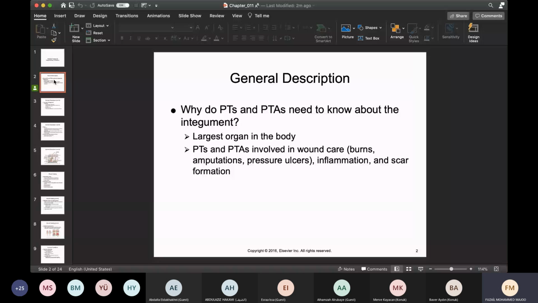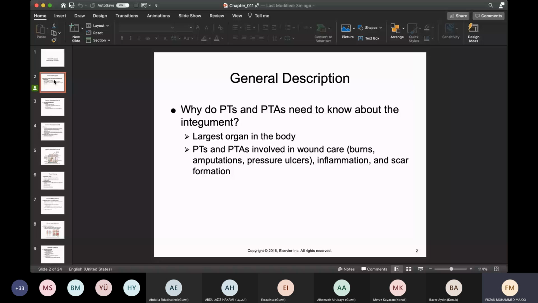Both PTs and PTAs are also involved in caring for wounds. And in wound care, again, we're referring to not only burns, but also many patients, especially those that are bedridden. They have ulcers from pressure, complications, for example, from diabetes contributing to that, amputations that are a consequence of uncontrolled diabetes. In addition to that, you have patients with areas of excessive scar formation, or areas where there's severe inflammation.